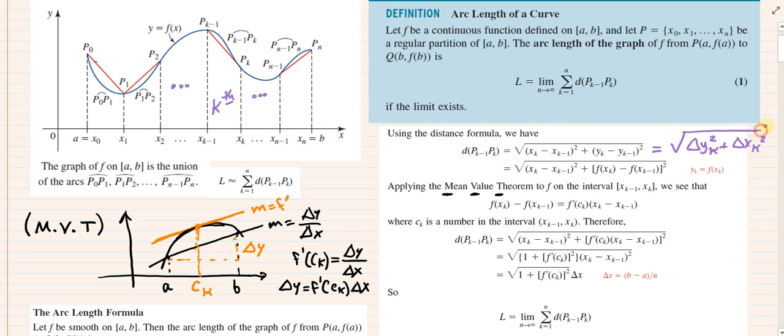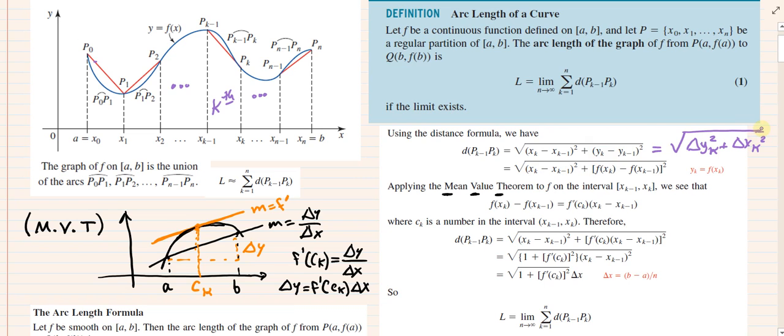The change in y squared, change in x squared. And in fact, the quantity x sub k minus x sub k minus 1, that is our delta x, right? So this would be the delta x. And what's next to that in the function notation, that is our delta y. Okay, so that's also an alternative to how we could have started this.